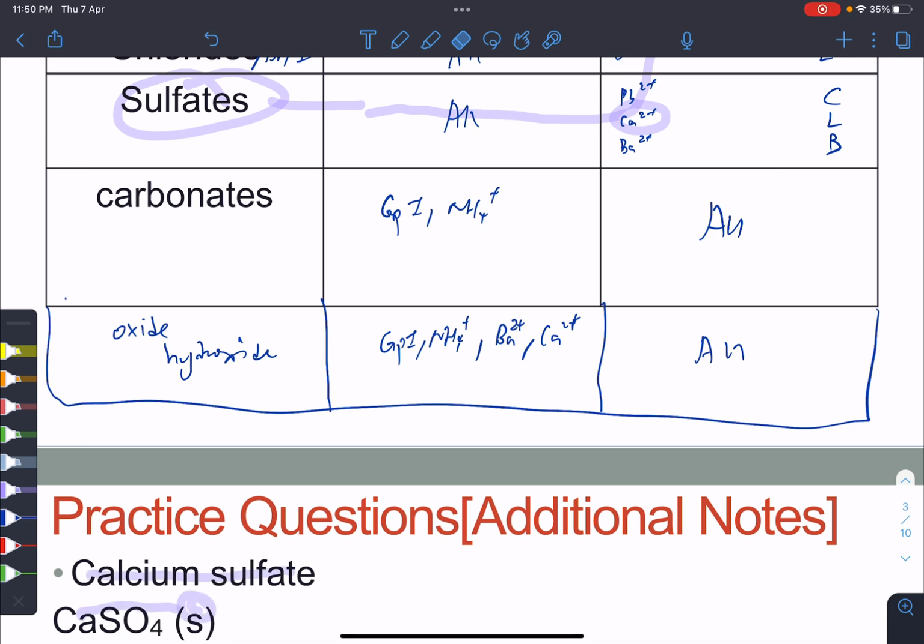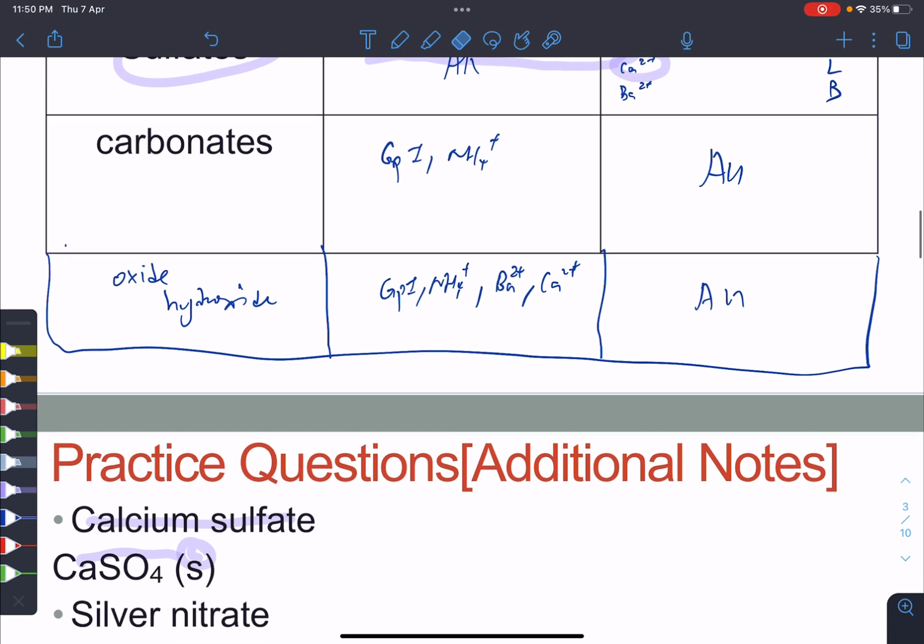So you can do each question and you pause. You refer to your own solubility table. So, silver nitrate. Then you should pause now. Pause the video. Then you write down the formula plus the state.